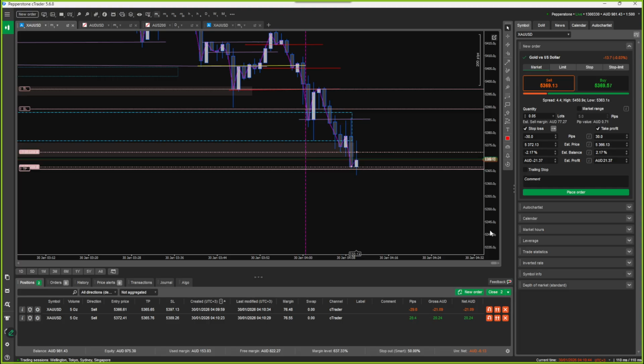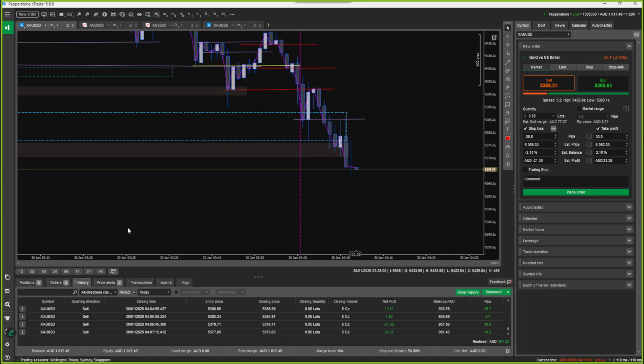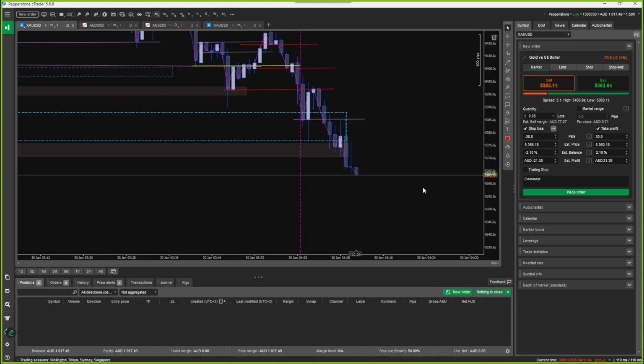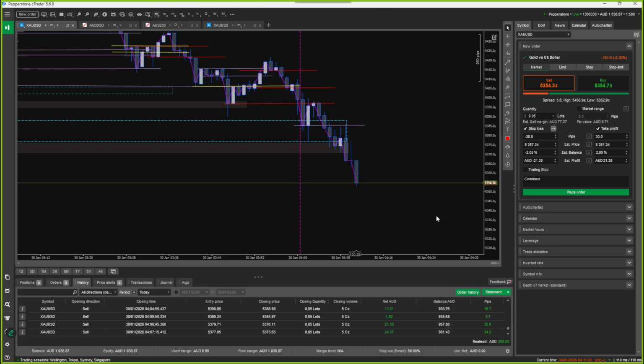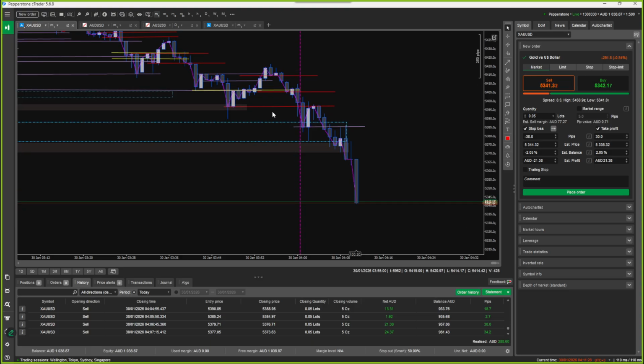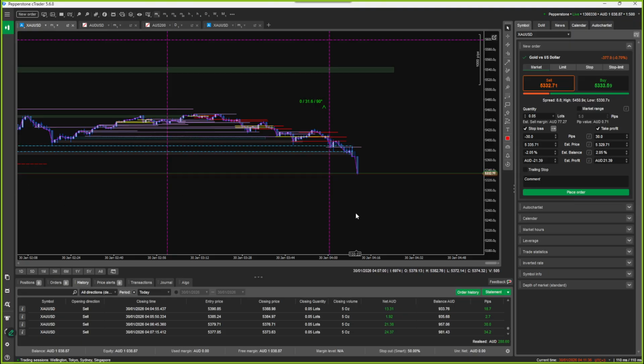Yeah, the ATR is up to $13. It's having a bit of a sell-off. Just dropped $30 on that candle.